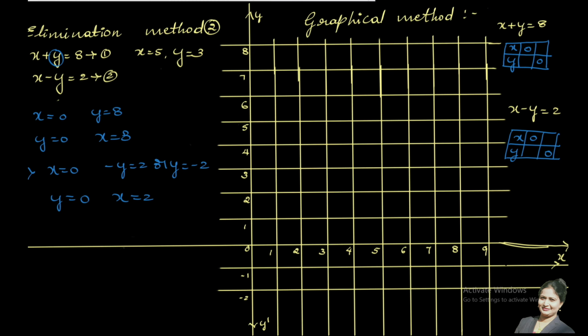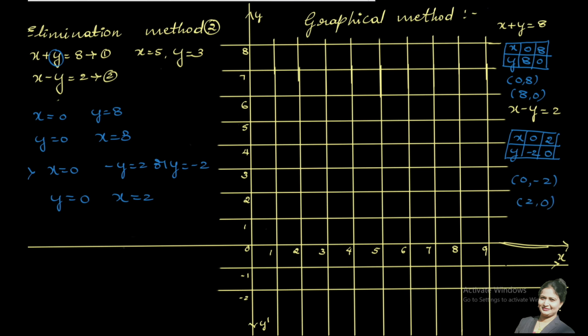So in the first equation, when x is equal to 0, y is equal to 8, and when y is equal to 0, x is equal to 8. In the second equation, when x is equal to 0, y becomes minus 2, and when we put y is equal to 0, x becomes 2. The coordinates, that means you put first x and second y: 0, 8; another one is 8, 0; and here 0, minus 2; another one is 2, 0.